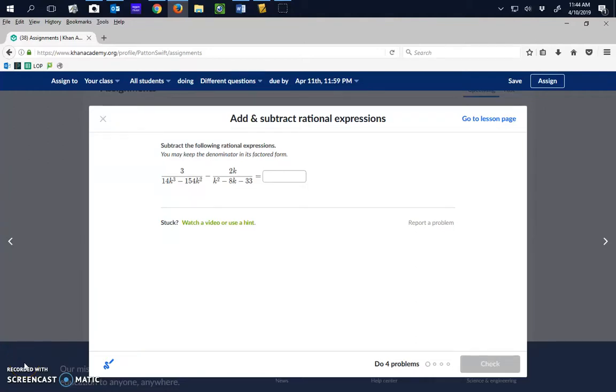All right, add and subtract rational expressions. I have the first problem here. It's a subtraction problem, and you notice that the denominators are different. And you can also notice that we're going to have to factor some things out here.